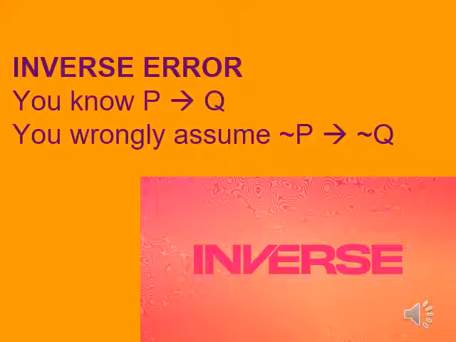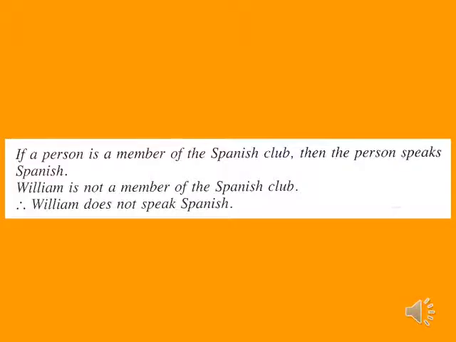The second kind of invalid reasoning we looked at was what was called inverse error. That's where you try to make both halves negative. You know if P then Q, you try to assume if not P then not Q. The book's example for this one says, if a person is a member of the Spanish club, then the person speaks Spanish. William is not a member of the Spanish club, therefore William does not speak Spanish. And of course, the Spanish club doesn't necessarily have everyone who speaks Spanish in it, and so he could just not like that club.